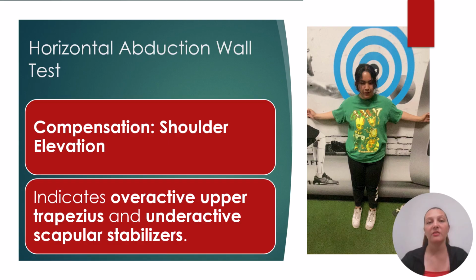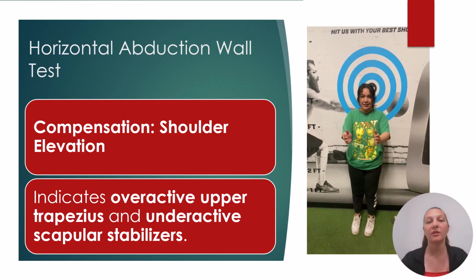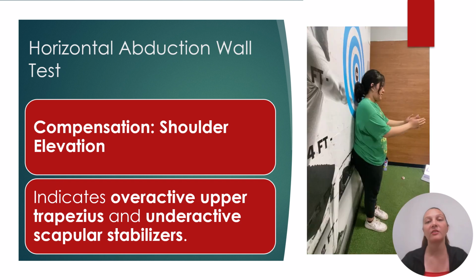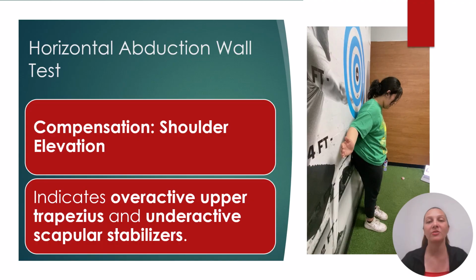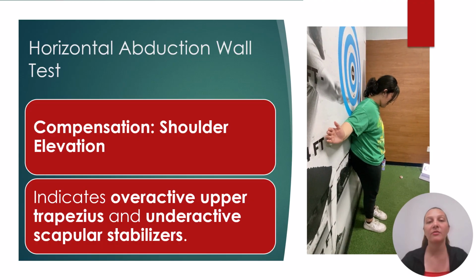So here we can see we're doing the horizontal abduction test, and the purpose of this is to assess posterior shoulder mobility and scapular stability. Then we're going to identify whether there's overactivity in the upper traps and underactivity in the lower trap or serratus anterior.